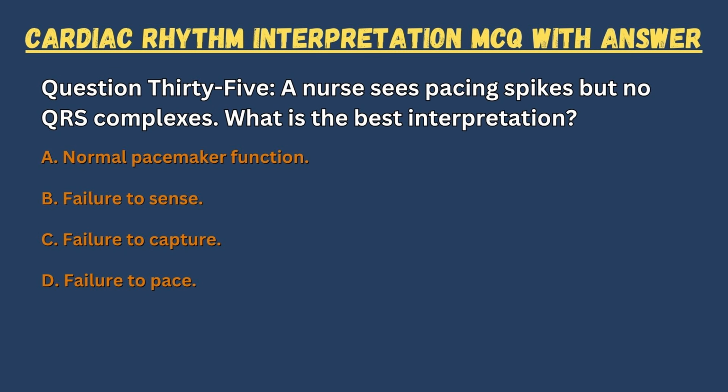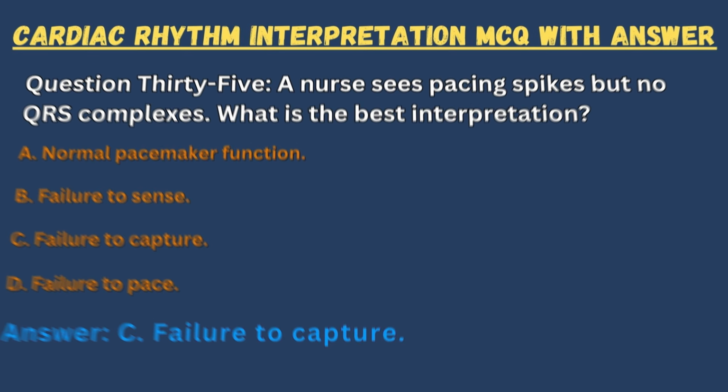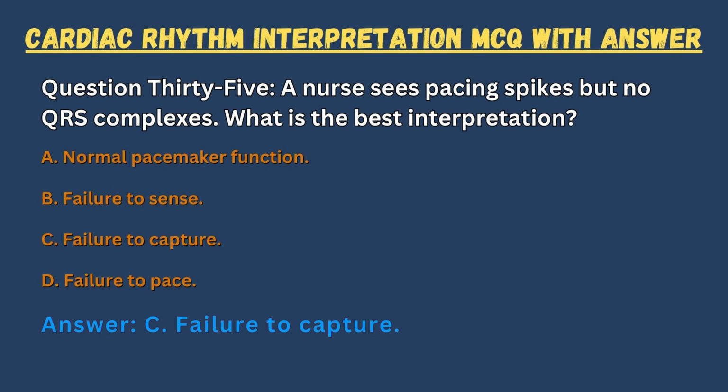Question 35. A nurse sees pacing spikes, but no QRS complexes. What is the best interpretation? A. Normal pacemaker function. B. Failure to sense. C. Failure to capture. D. Failure to pace. Answer: C. Failure to capture.